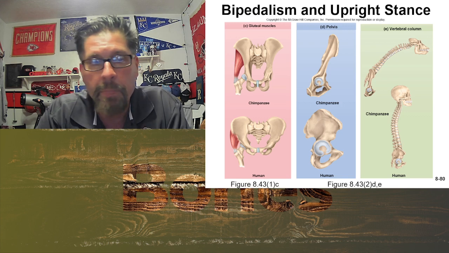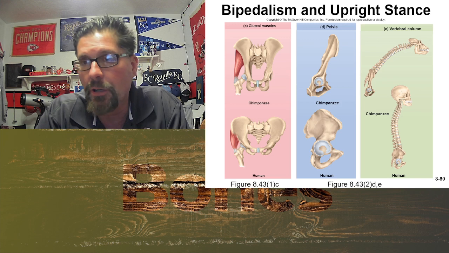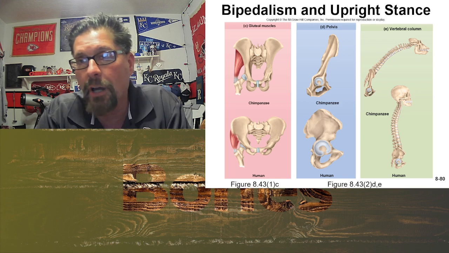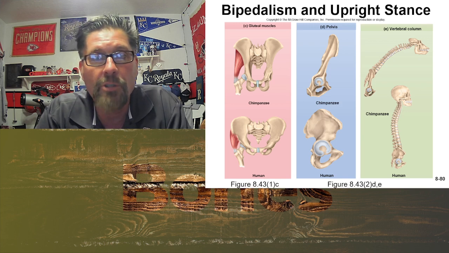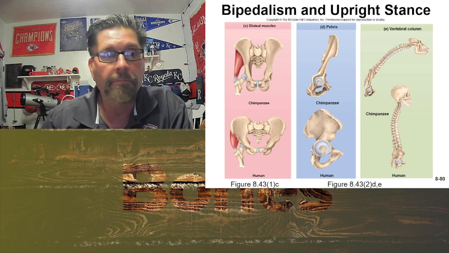And you can also see the difference in the vertebrae, the initial angling, which makes their body structure, their upright situation, different than ours.